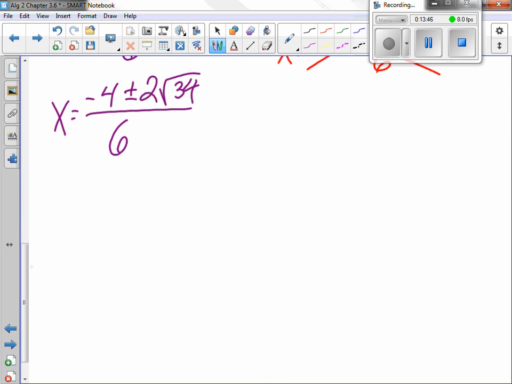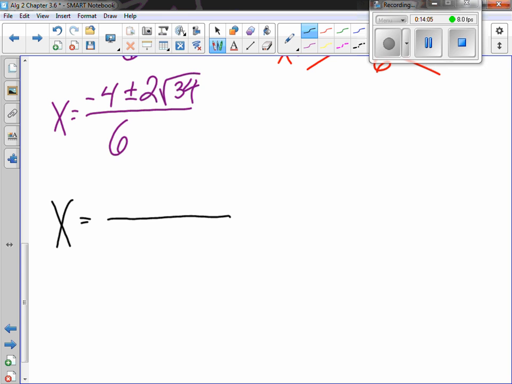Looking at this here, is there a greatest common factor between the two numerator terms, our negative 4 and 2 square root of 34? Really, I'm looking at the 4 and 2. They have a greatest common factor of 2, yes? So what I could do is factor it out. I'm not going to factor out the negative, which would leave me with negative 2 plus or minus the square root of 34, yes? And this is over what?